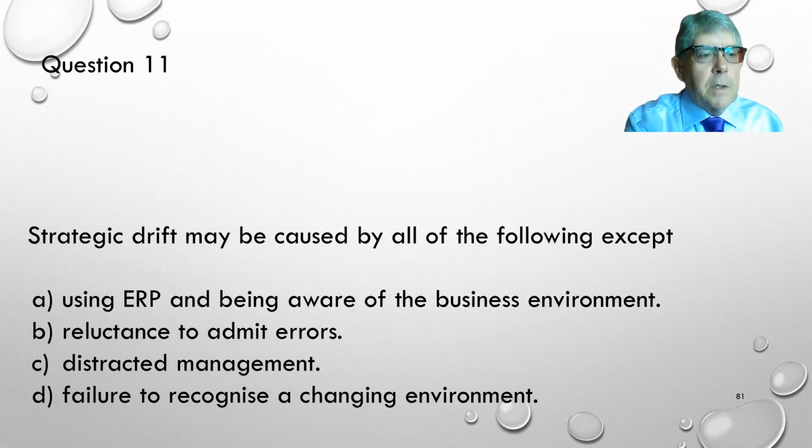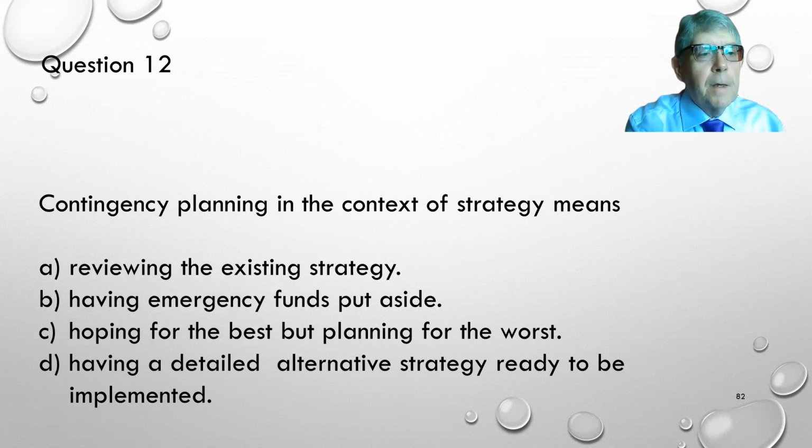Question 11. Strategic drift may be caused by all of the following except A, using ERP and being aware of the business environment, B, reluctance to admit errors, C, distracted management, or D, failure to recognise a changing environment. Question 12. Contingency planning in the context of strategy means A, reviewing the existing strategy, B, having emergency funds put aside, C, hoping for the best but planning for the worst, or D, having a detailed alternative strategy ready to be implemented.